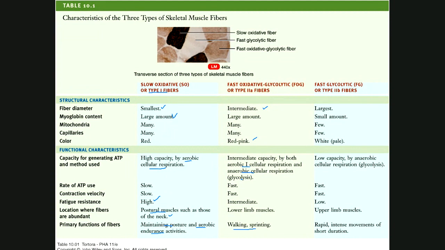The fast glycolytic fibers look white if we look at them. They're muscles that have a low capacity for aerobic cellular respiration and rely on anaerobic respiration. And they're for more rapid, intense movements of short duration, for example, like weightlifting.